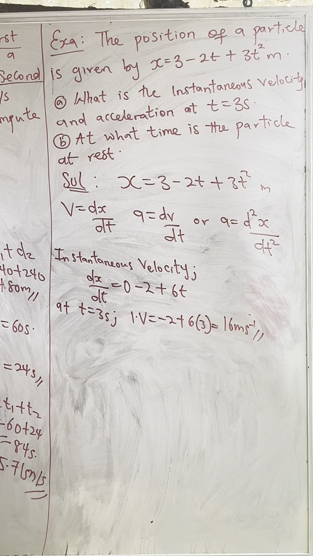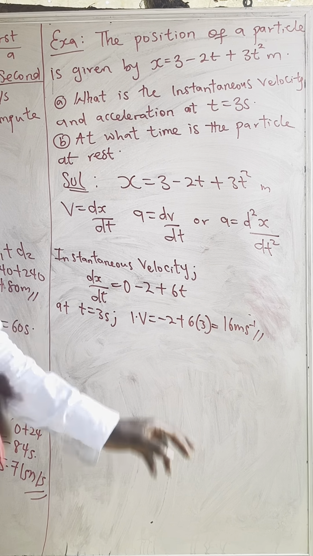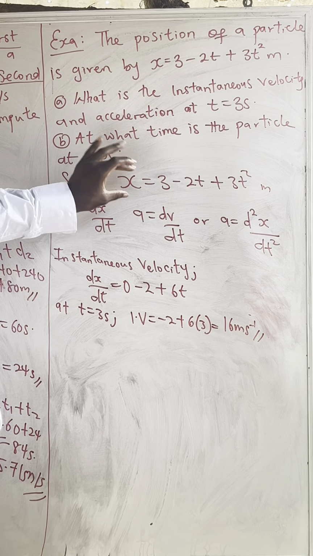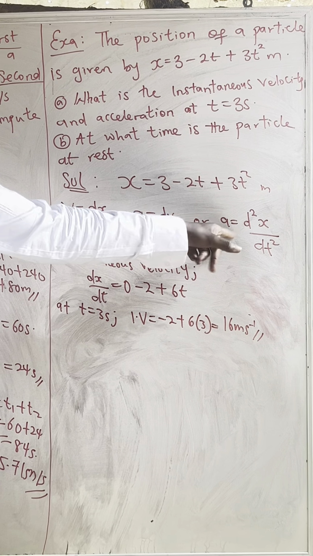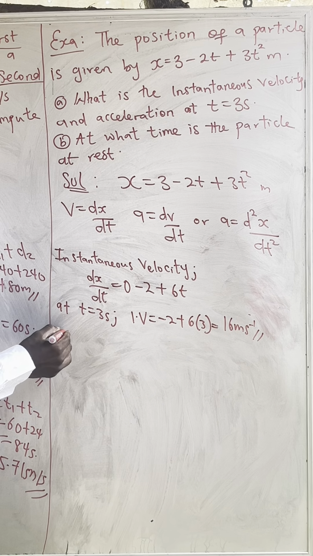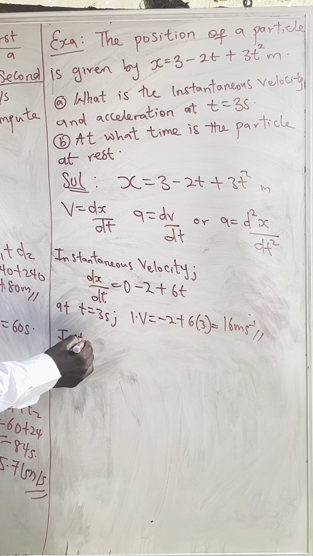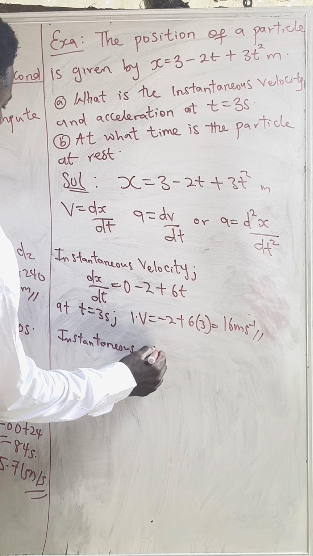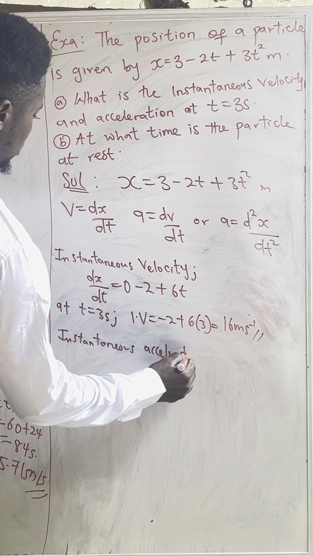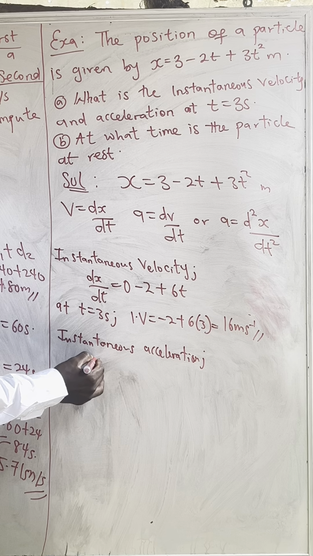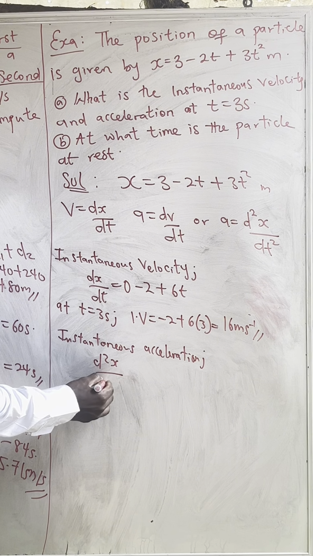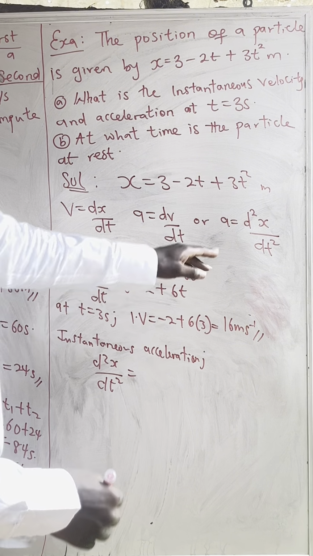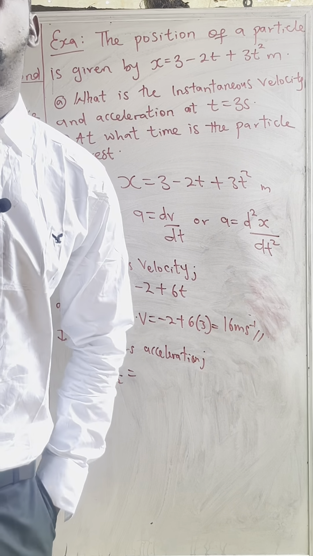Now, don't forget that. What is it? Is it x? If it is x, I'm going to use this. If it is v, I'm going to use this. Since it is x, I'm going to use this. So instantaneous acceleration. So that will be d square x over dt squared. So guys, what does this square mean? It simply means second derivative.